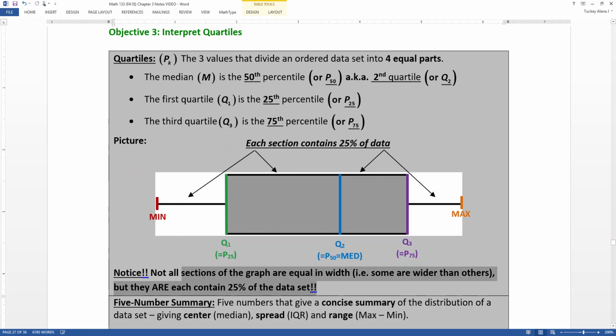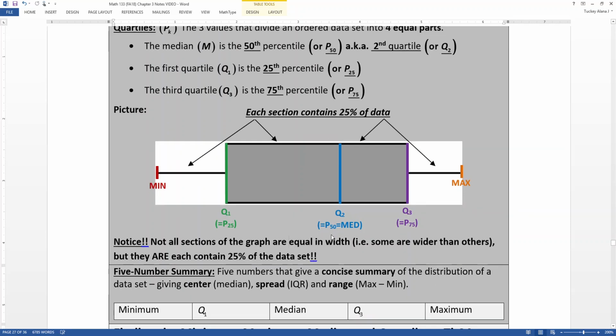So it's not that the sections are equal width. Matter of fact, the fact that they're not can show you something very interesting about your data set, namely if it's skewed or not. Some can be wider than others, but each section does contain 25% of the data. So they are equal in containing 25% of the data set each. There we go.